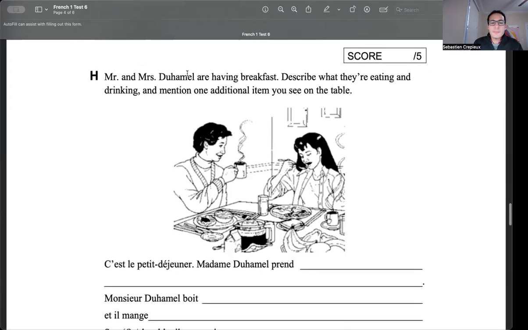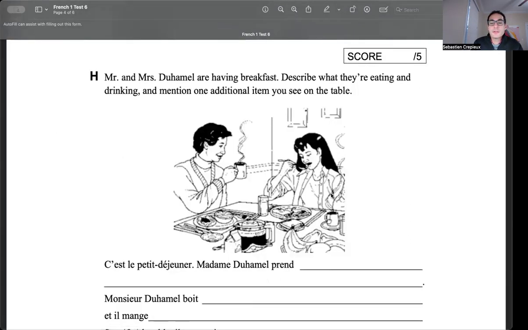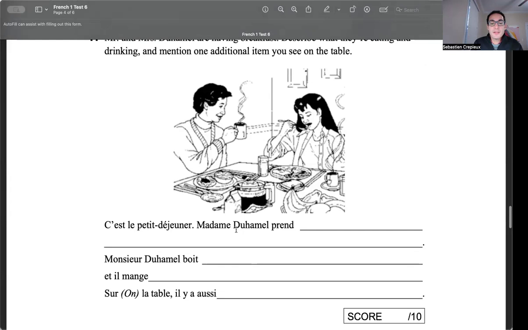Again, here, Mr. and Mrs. Duhamel, they're having breakfast. I know some of you are going to tell me, oh, I can't see very well. Well, you know what? You can zoom on it. And plus, to be honest with you, I really don't care what's on the table here. Just answer the question. This is breakfast. Mr. and Madame Duhamel take whatever you want. She takes some eggs with some toast, with some fruit, right?